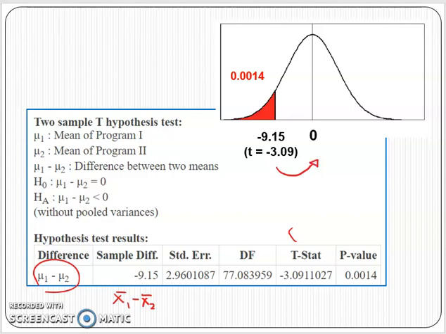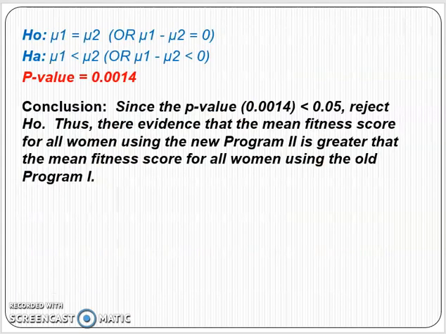And we look at the p-value of 0.0014. That is the probability of seeing a sample difference of about negative 9, assuming that the null is true, that the means are truly equal. All right, so what we have is these hypotheses, a p-value of 0.0014. The level of significance is 0.05. So our conclusion, since that p-value of 0.0014 is less than 0.05, we reject H0.